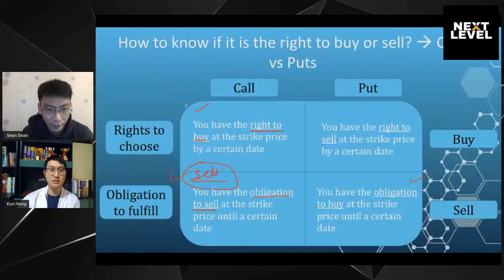And again, I emphasize, the reason why you need 100 stocks is because when you sell a call, you have an obligation to fulfill. What are you supposed to fulfill? You're supposed to have 100 stocks per contract, to sell to, who is this guy?